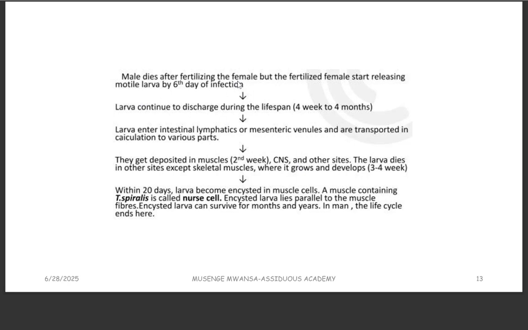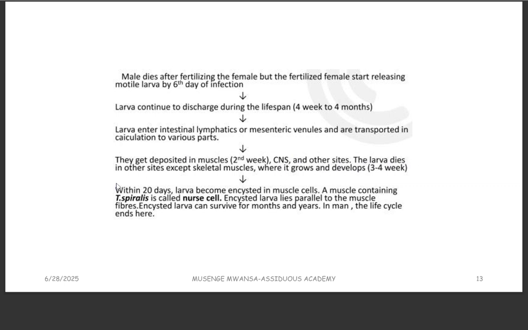The male is going to die after fertilizing the female, but the fertilized female starts releasing larva by the 6th day of infection. You can see there are no eggs. The larva will continue to be discharged during the lifespan, 4 weeks to 4 months. Larva will enter intestinal lymphatics or mesenteric venules and are transported in circulation to various parts. And then they get deposited in muscles, somewhere in the second week, the central nervous system, and also other sites.